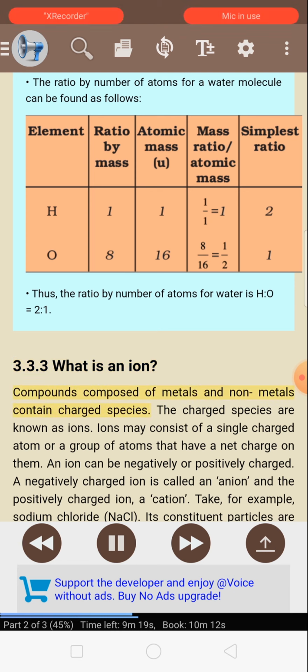3.3.3 What is an ion? Compounds composed of metals and non-metals contain charged species. The charged species are known as ions. Ions may consist of a single charged atom or a group of atoms that have a net charge on them. An ion can be negatively or positively charged. A negatively charged ion is called an anion, and a positively charged ion a cation.